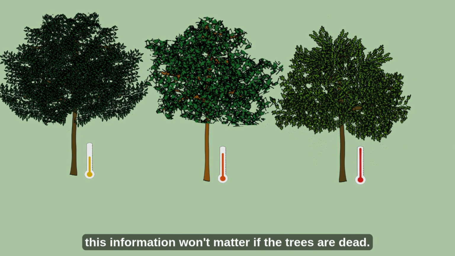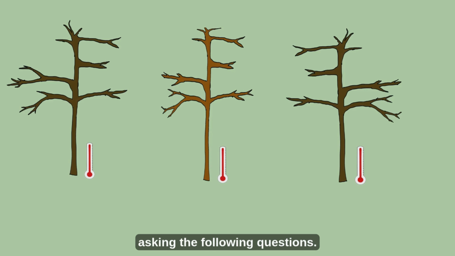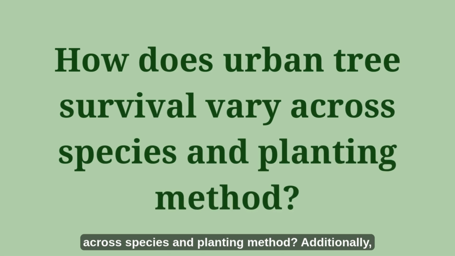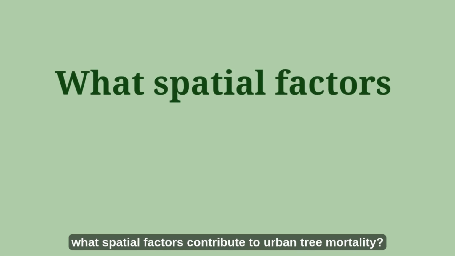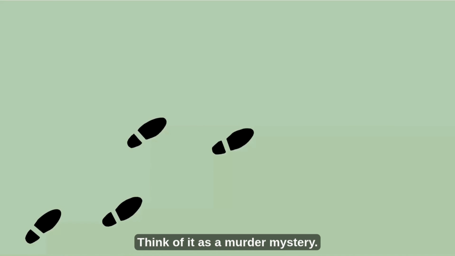However, this information won't matter if the trees are dead. We're trying to figure out what is killing trees in the city by asking the following questions. First, how does urban tree survival vary across species and planting method? Additionally, what spatial factors contribute to urban tree mortality? Think of it as a murder mystery.